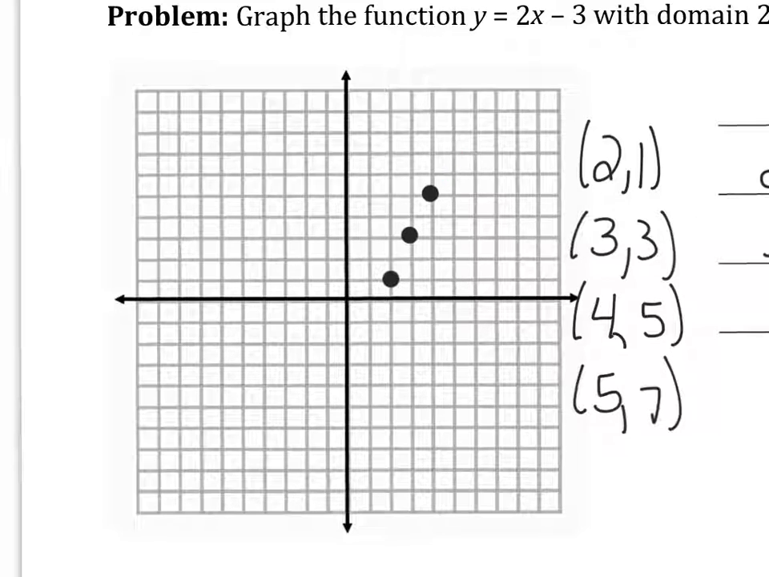4, 5, 6, 7. And typically you would take those dots and connect them with a nice straight line representing our function with a domain of 2, 3, 4, and 5 and a range of 1, 3, 5, and 7.